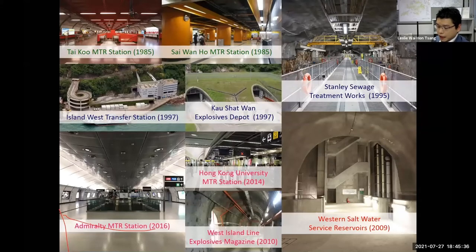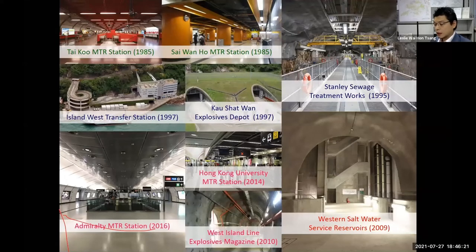Thanks to the pioneers decades ago, there were some past successful cases of cavern development. In the 1980s, some metro cavern stations were built associated with the railway development. But for the non-railway type cavern facilities, the first was the Stanley Sewage Treatment Works in 1995. Also, there were another two facilities built in the 1990s. They are the Island West Transfer Station and the Kau Shat Wan Explosive Depot. They were built in caverns mainly because no suitable surface land was identified at that time.